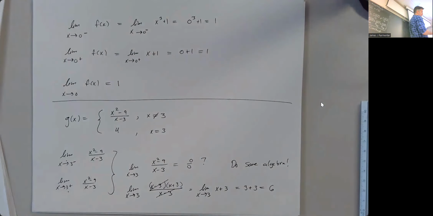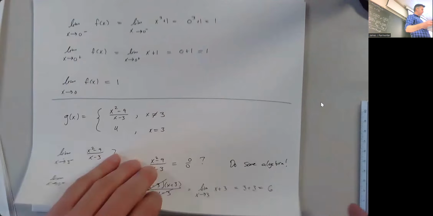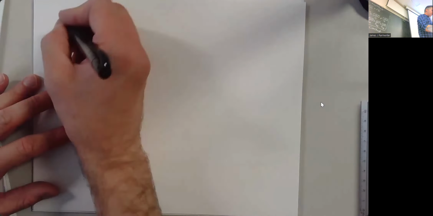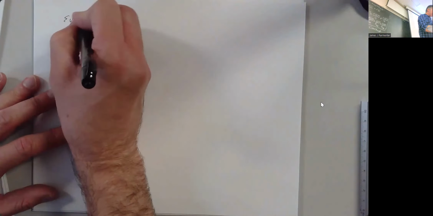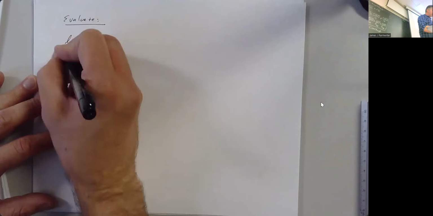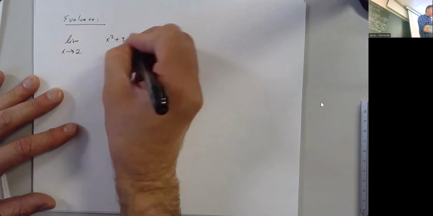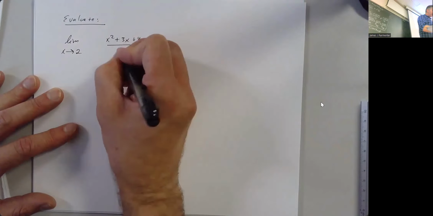So, yeah, let's look at a few more examples here. Let's evaluate some limits. Let's say I want to find the limit as x approaches 2 of x squared plus 3x plus 4 over x plus 2.